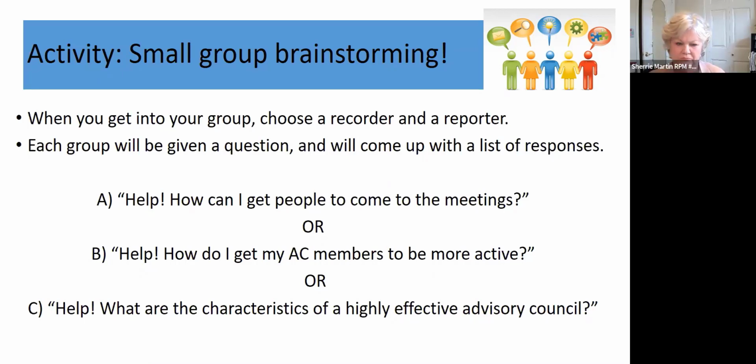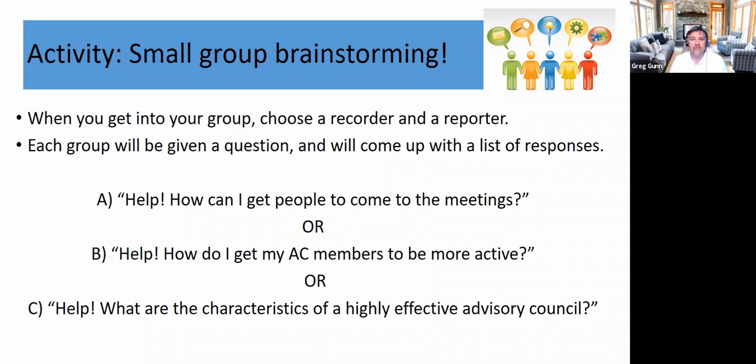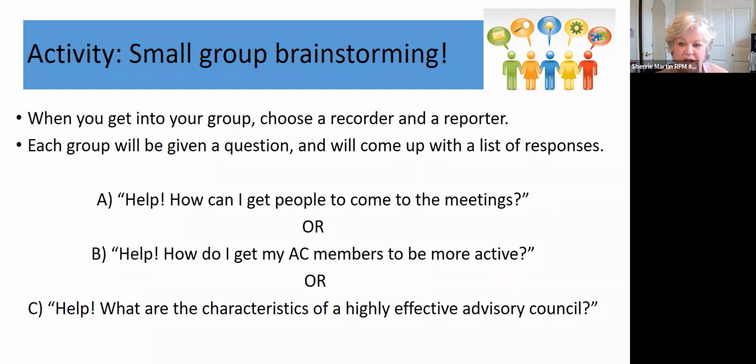Welcome back, everyone, from breakouts. And group, take it away. Okay. So somebody from group 1 or 2, share what kinds of things you came up with for how can you get your members to have good attendance at your advisory council meetings? Will someone please share?